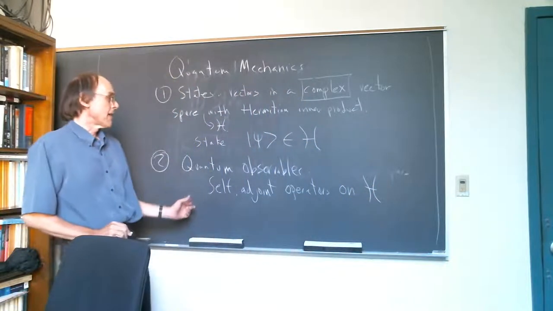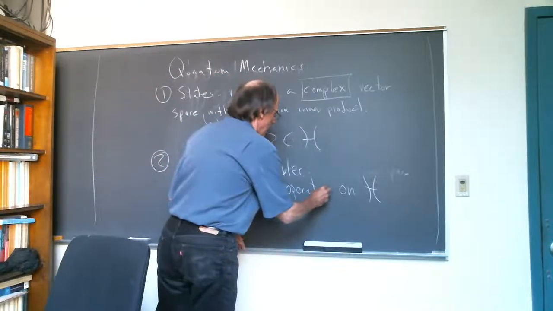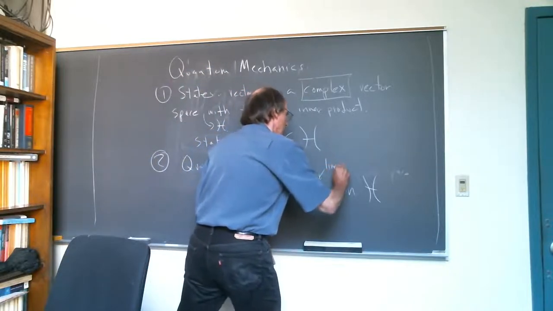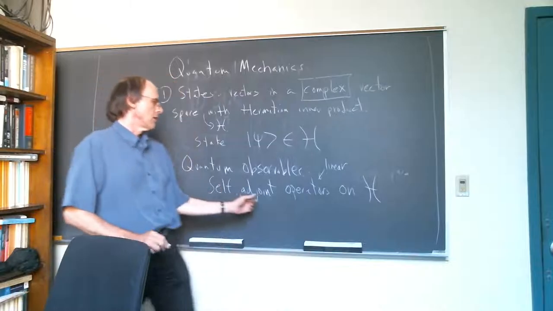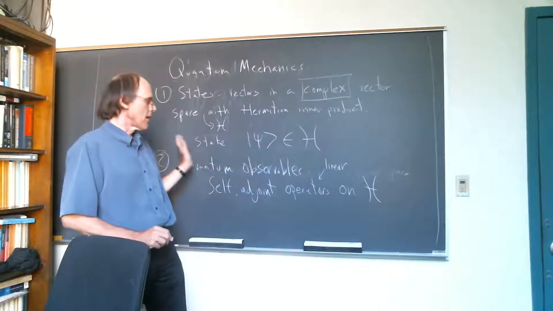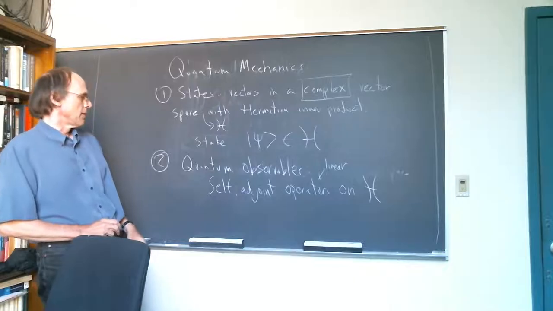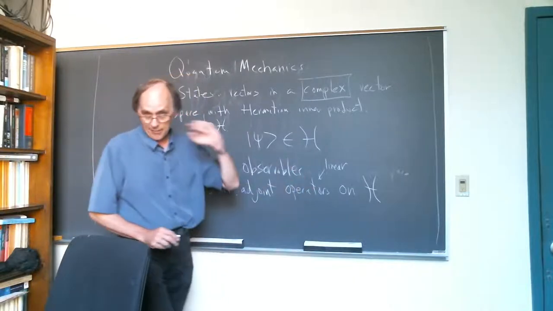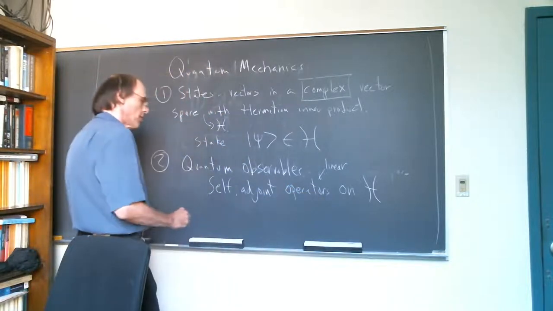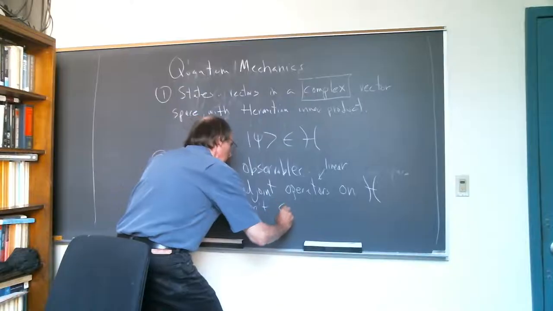So instead of being functions on a phase space, these are linear. So they're things that act on states by some kind of linear transformations, and these are very, very different from functions on any kind of space. In particular, one thing is they don't necessarily commute.